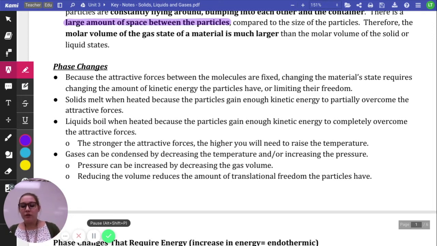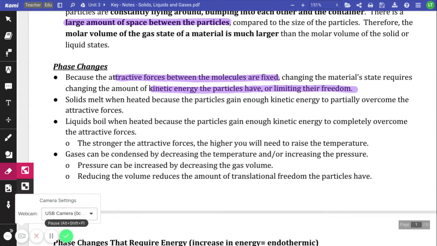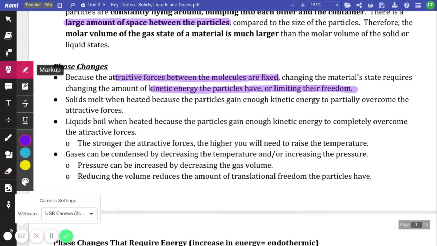Now, our attractive forces between our molecules are fixed. So what that means is, if I have a solid, my IMFs, the forces holding them together, are going to stay the same. So if I'm going to change that, I have to change the amount of kinetic energy my particles have. So solids melt and become liquids because the particles get enough kinetic energy to overcome those IMFs. As they get more kinetic energy, they're able to overcome those attractive forces and become liquids.